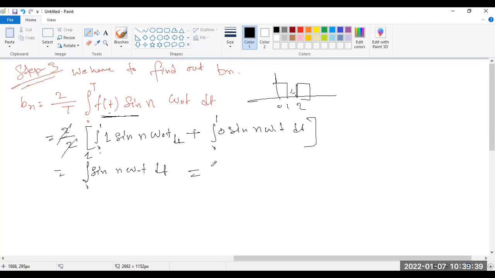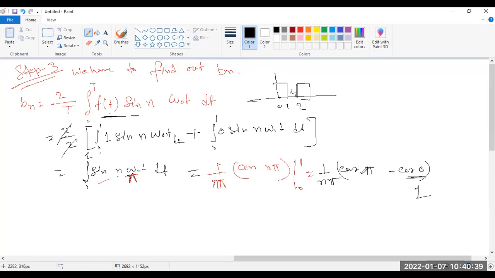Then if I integrate this, n omega means n pi, since we have decided omega is pi. So this becomes 1 by n pi into, sine is converted into cos n pi, from 0 to 1. So again we get 1 by n pi, cos n pi minus cos 0. We know cos 0 equal to 1.